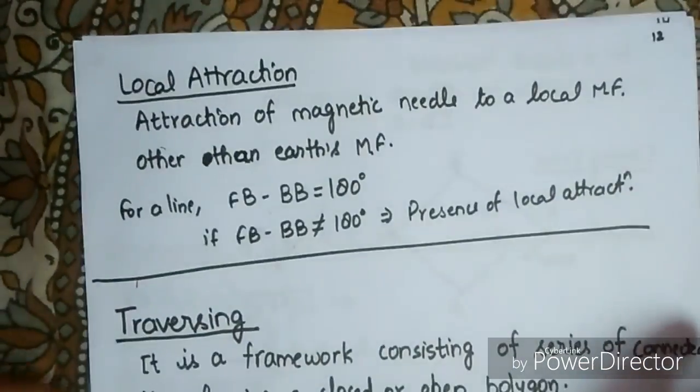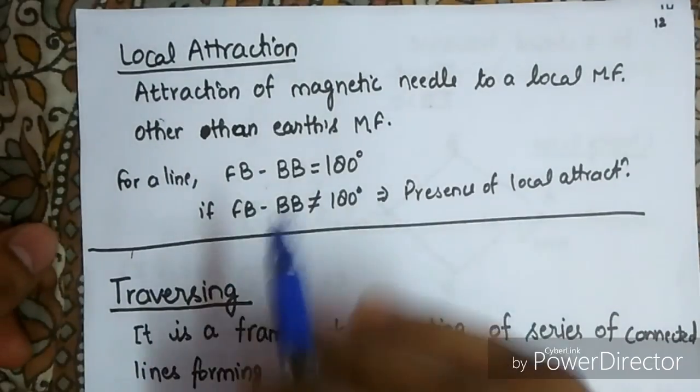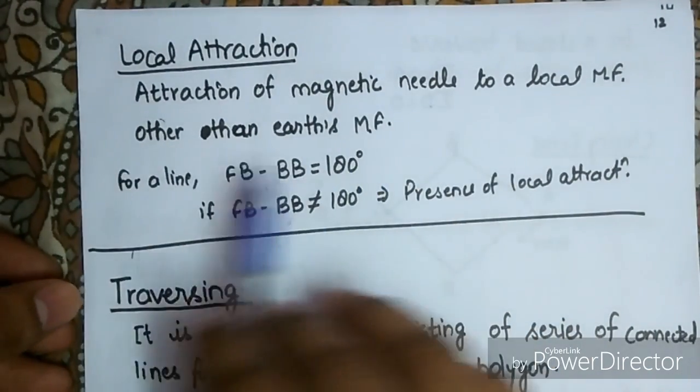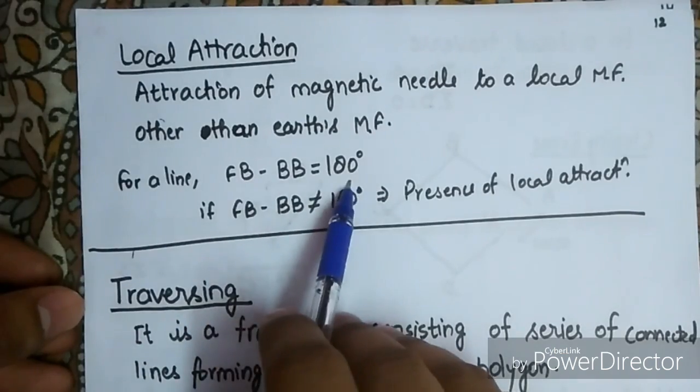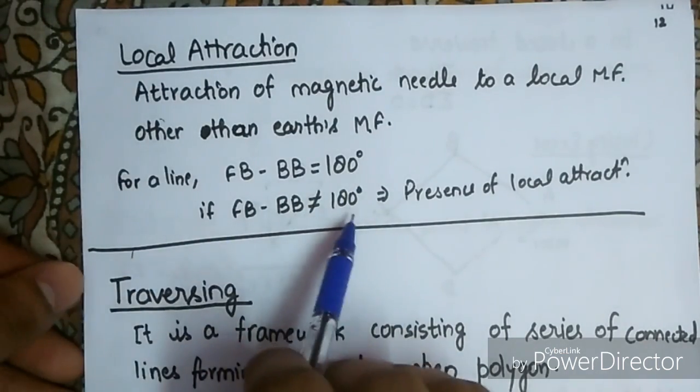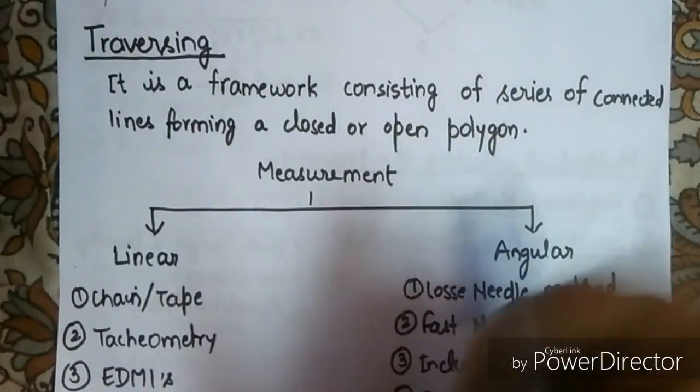There is a local attraction of the magnetic needle to a local magnetic field other than Earth's magnetic field. For a line, forward bearing minus back bearing equals 180 degrees. If forward bearing minus back bearing is not equal to 180 degrees, then there is a presence of local attraction. Next topic is about traversing.